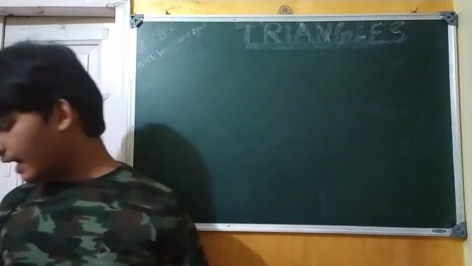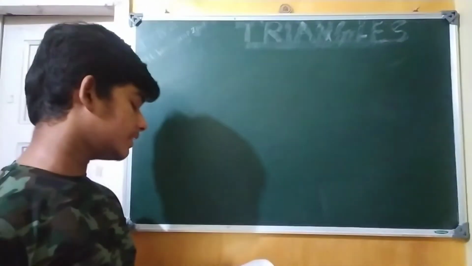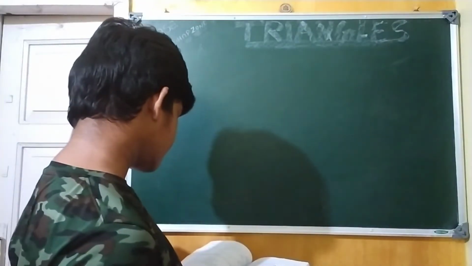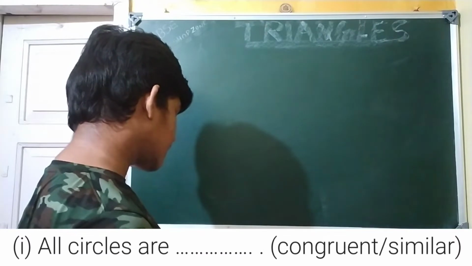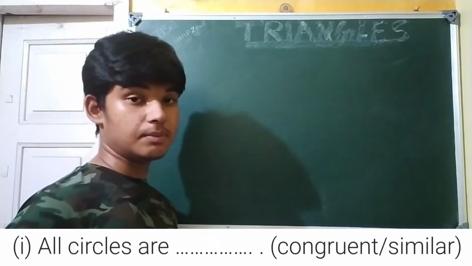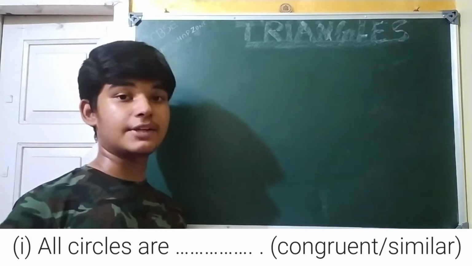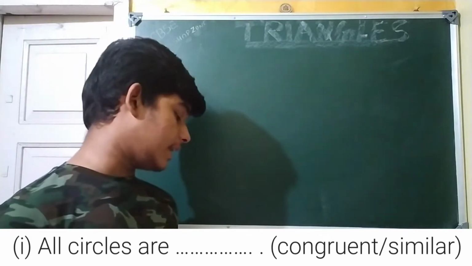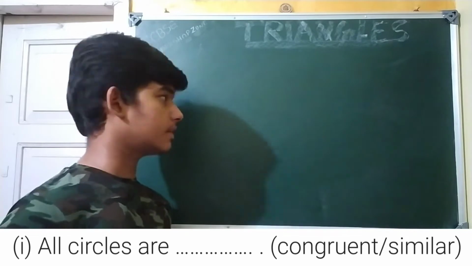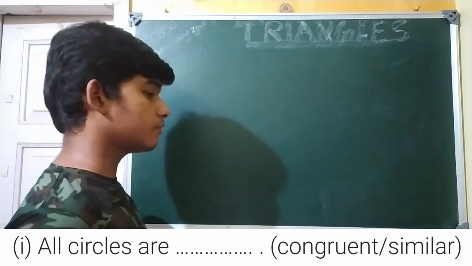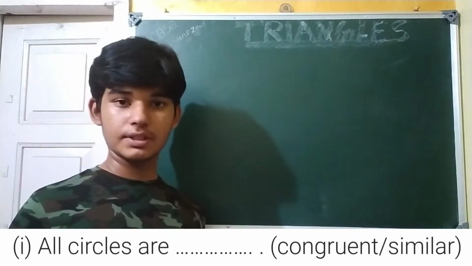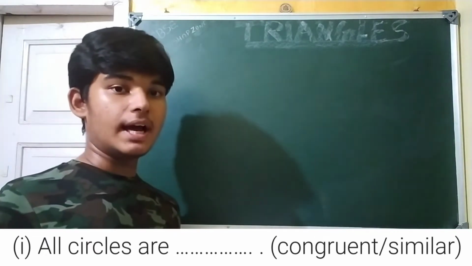So I got some questions and sums right here. The first question is, all circles are dash, congruent or similar. Now you have watched my previous episodes, which gets important as we're moving on with the topic. I think you know the answer to this, but if you're still a little confused, congruence is where both of the figures have the same shape and the same size.